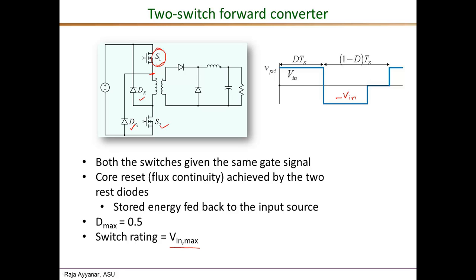We can also do a similar analysis for S2 and see that because DR1 is conducting, this end is connected to Vin, and this end is always at ground. So the maximum voltage across the switch is once again Vin.